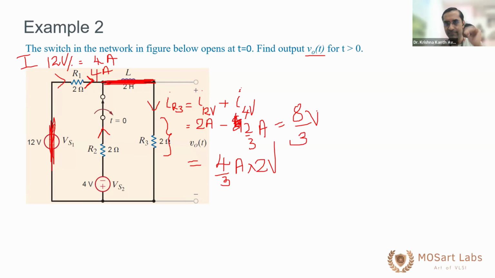So my graph should always start with 8/3 volts. That is my initial voltage condition, right? So clear so far? Any queries, any questions? Sorry, somebody had a question?